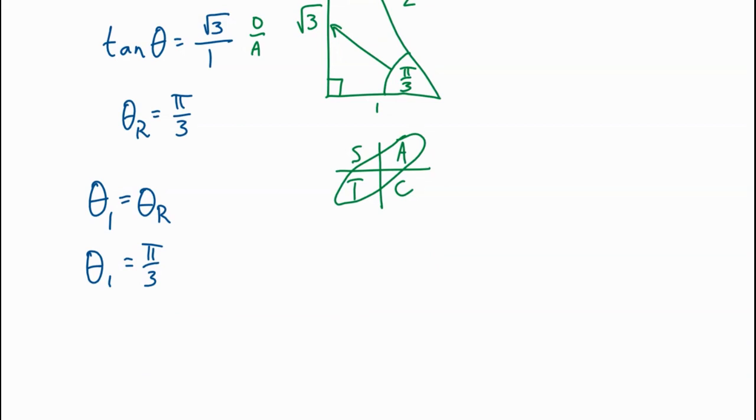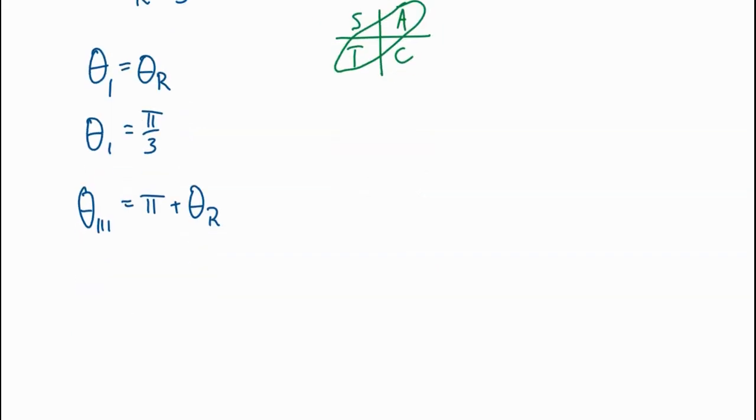In quadrant 3, we already did, so the formula is pi plus theta related. So I need to turn the pi into 3 pi by 3, so I can add another pi by 3. Again, the 3 over the 3 gives us 1. And 3 pi by 3 plus 1 pi by 3 is 4 pi by 3, which again is just past 3 pi by 3. So it's in quadrant 3, which is what we're looking for.